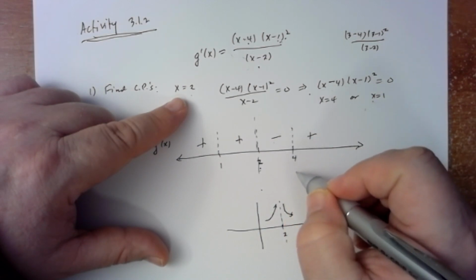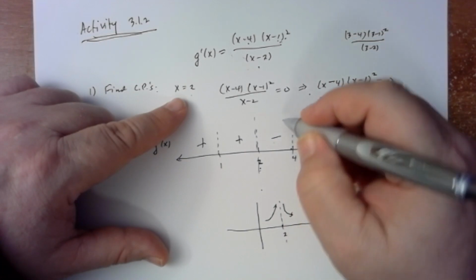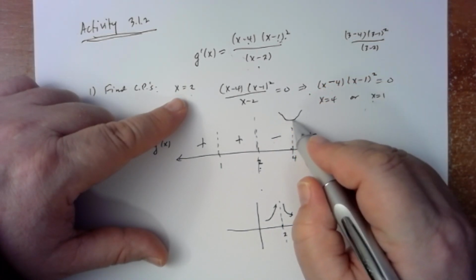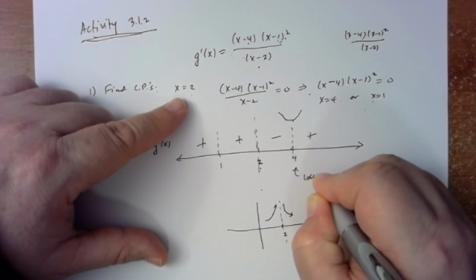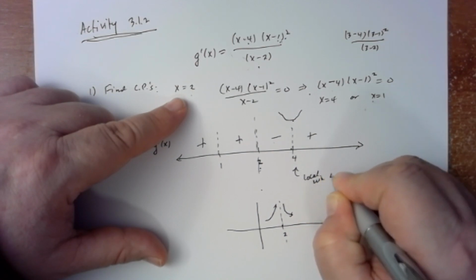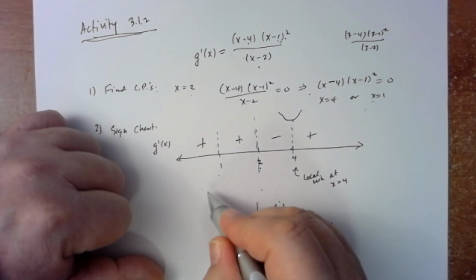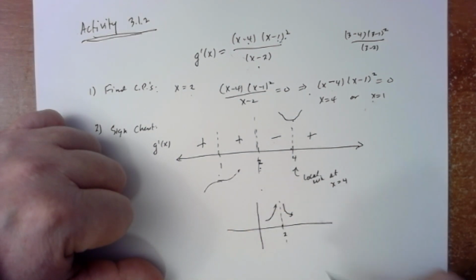And then let's see. At 4, what's happening? We're decreasing and then we're increasing. And so we actually do get a local minimum there. So we do get a local min at x equals 4. And then how about at x equals 1? Yeah, it's increasing, plateau, increasing. And so nothing's happening at 1 either.